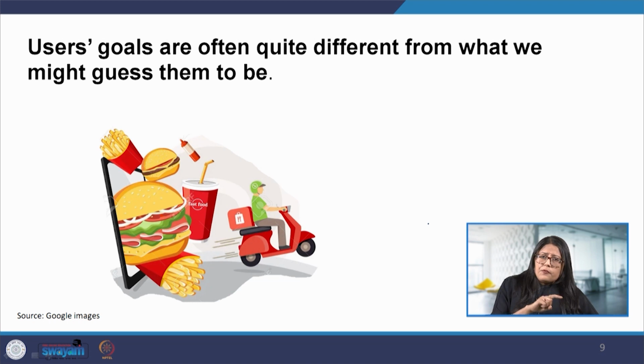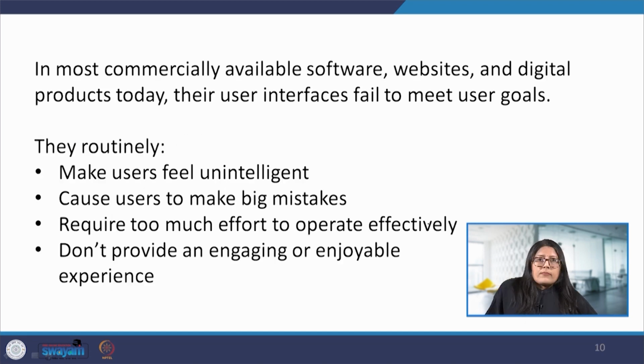If the app incorporates such an interface where the user can interact with the app and choose based on their personal diet preferences or some other requirements, then the goal is achieved by the company as well as the user. Now, most of the commercially available software and websites and other digital products use interfaces to meet user goals.